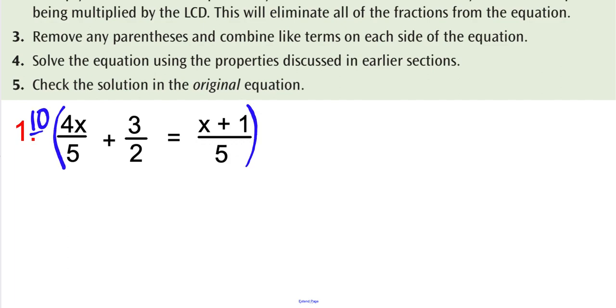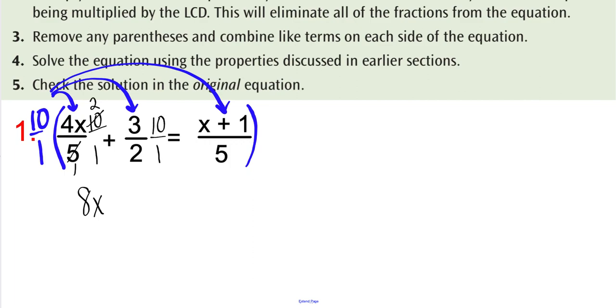So 10 over 1. Okay, so I'm multiplying this by 10, multiplying this by 10, multiplying this by 10. And just so we can see that for each one, if I multiply this by 10 over 1, we can see the 5 and the 10 are going to cross cancel. So that would turn into a 1, that turns into a 2. So what I have left here is the 4x times 2, which is 8x. All right, doing the same thing here. So we have 10 over 1 times this. We cross cancel, that turns into a 1, that turns into a 5, so that turns into 15.